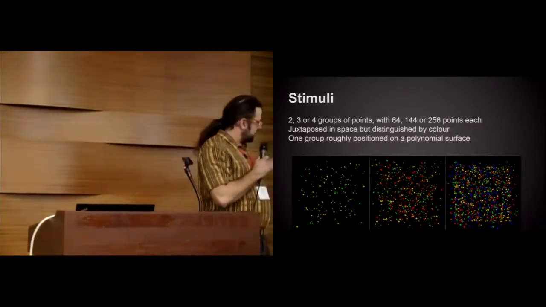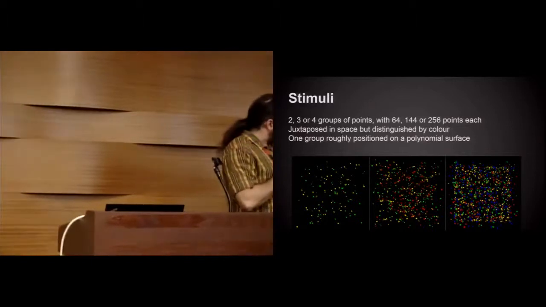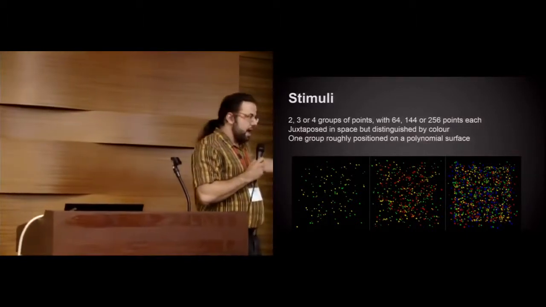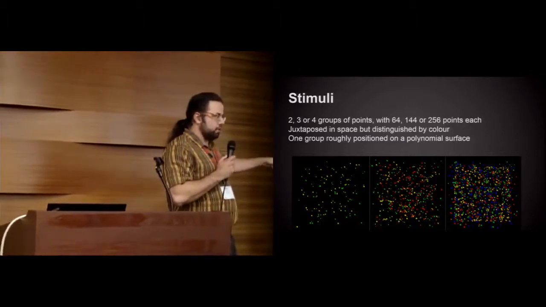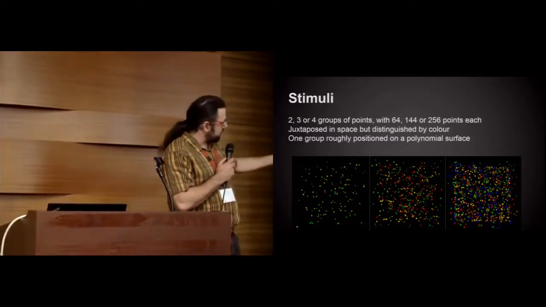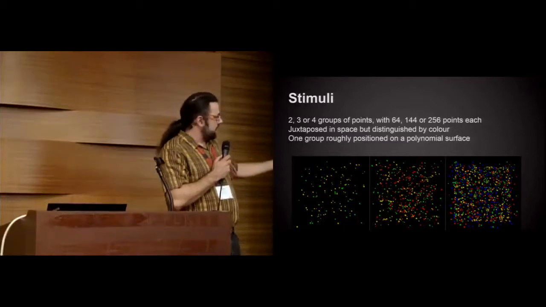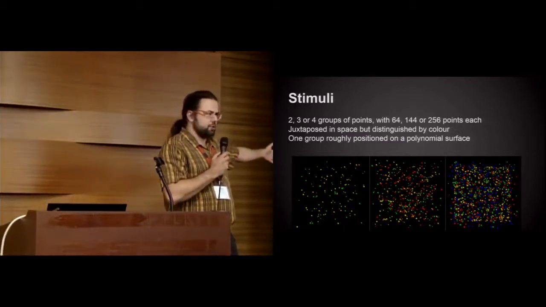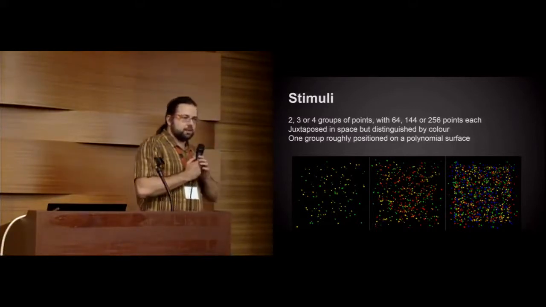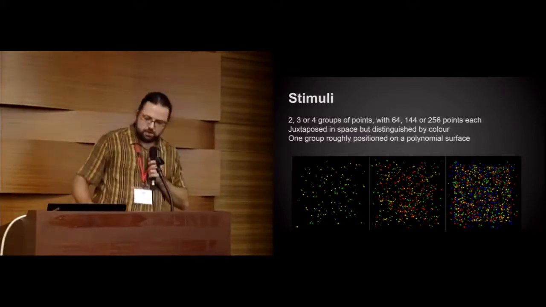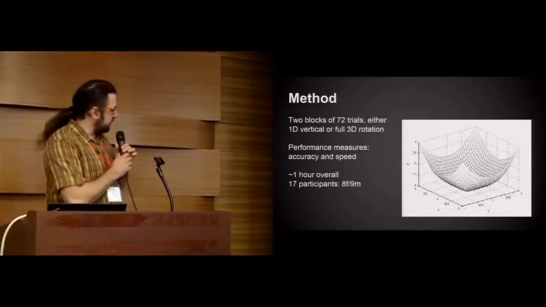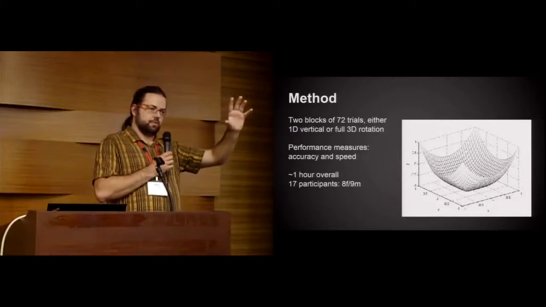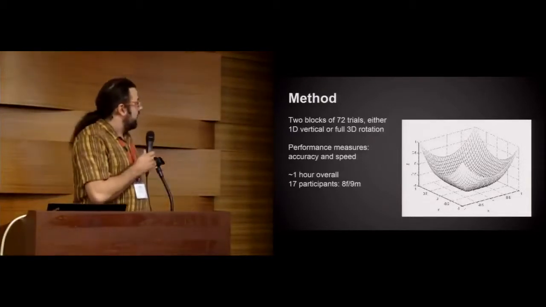The scatterplots were combined in space, so there were either 2, 3, or 4 groups of points of different colors, and all of the groups were just randomly positioned. One of them was positioned on a surface, and you couldn't see that in 2D projection. Can you see it in 2D projection? You can't see it in 2D. Good. But as soon as you started rotating it, after some time, you would see that one group was on a kind of cup. It's a 4-dimensional polynomial surface, whatever.